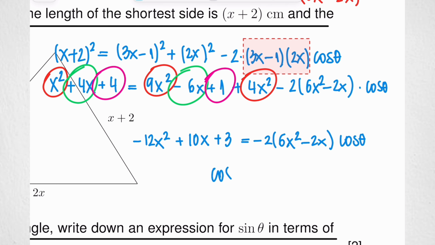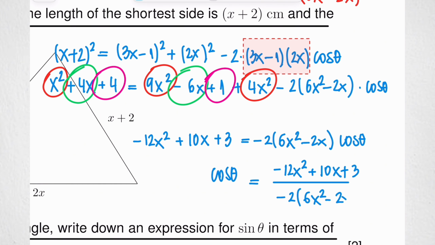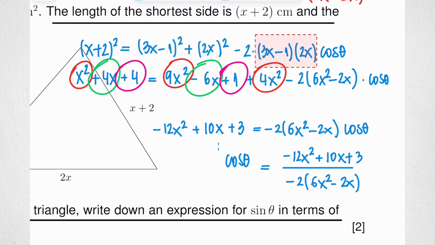Now cosine of theta can be written therefore as (negative 12x squared plus 10x plus 3) over (negative 2 times (6x squared minus 2x)). So there you go. This is an expression of cosine of theta as a function of x. Now in exercise number 3, we're going to gather all this information, sine of theta and cosine of theta, and by using the trig identity sine squared plus cosine squared equals 1, we're going to find the value of x.